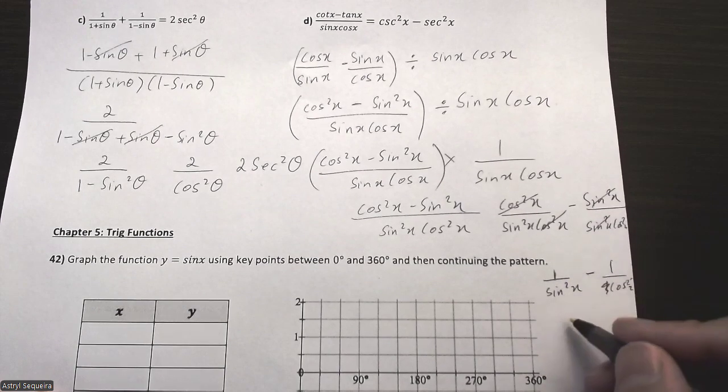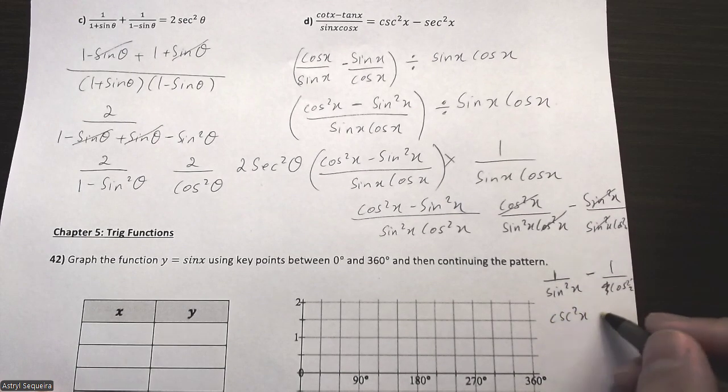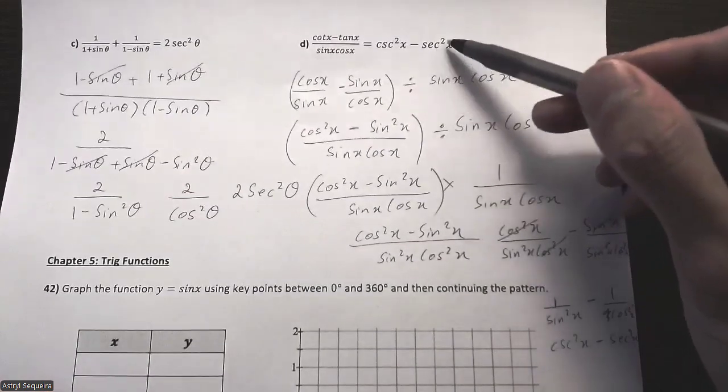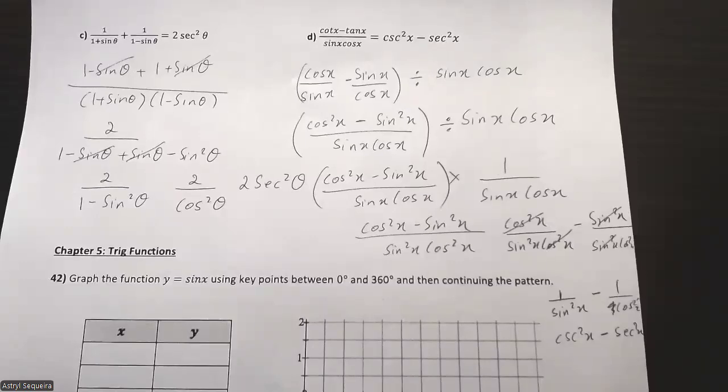1 over sine square is just cosecant square x. 1 over cos square is just sec square x, and then it matches the other side.